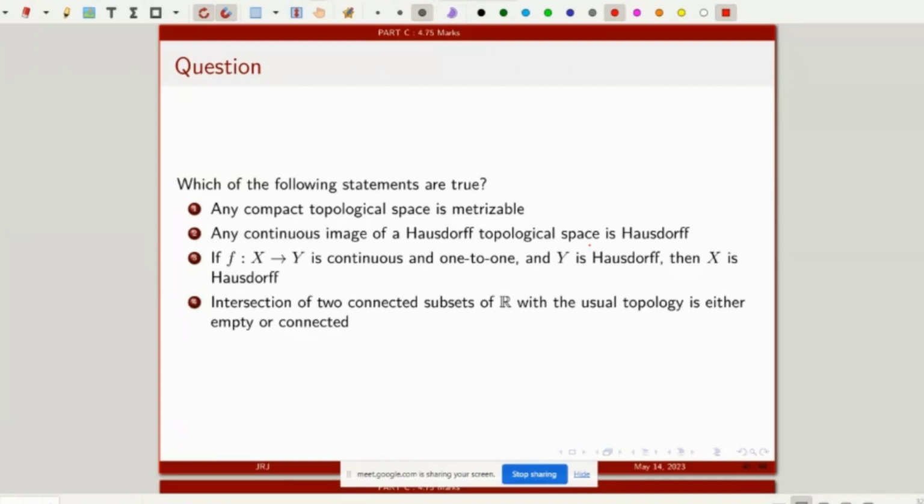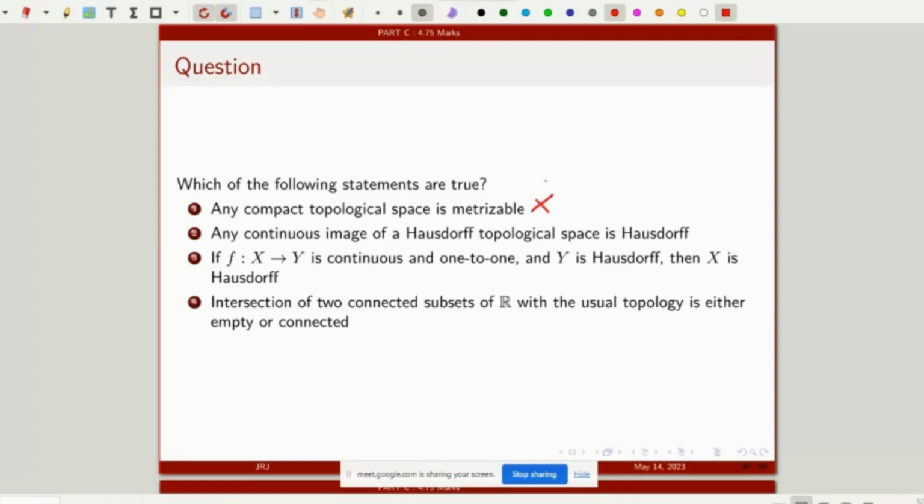a cofinite topological space is not metrizable. Yeah, cofinite topology. You mean on a countable set? Uncountable set. Countable or uncountable, the cofinite topology is compact. Right. So that will be a compact topological space which is not metrizable.